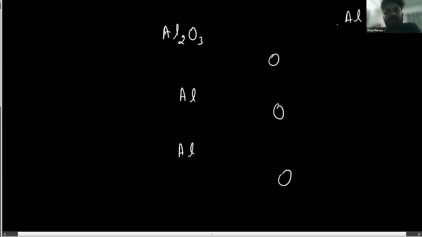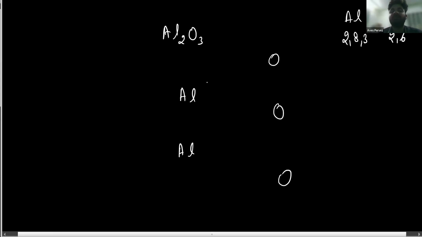Electronic configuration of aluminium. Anyone in the class who can tell me the electronic configuration of aluminium? That is 13. You have to memorize the electronic configuration. I'm going to send you a chart that will show you the electronic configurations. Got my point? Yes. And that of oxygen is 2,6.